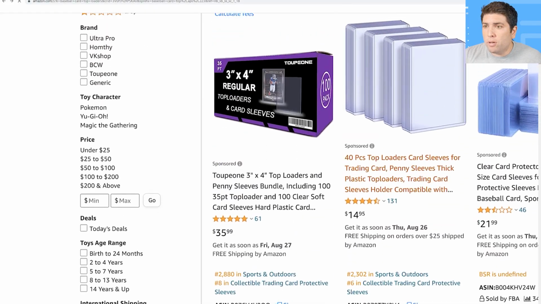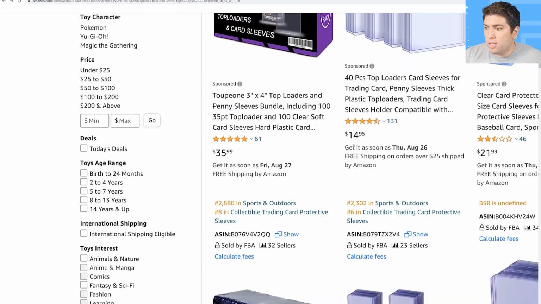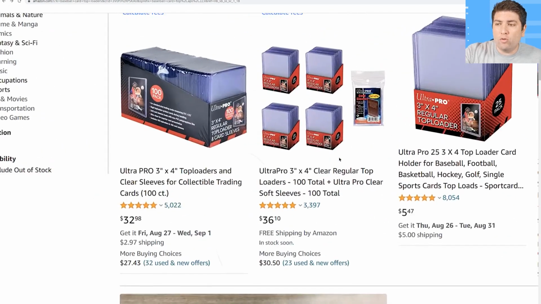For example, what is the keyword that we just searched for? It is baseball card top loaders. Did you see where he was showing up? He's actually page 1, position 1. These up here are sponsored ads. These ones that you see up here, they're sponsored ads. So he is page 1, position 1.